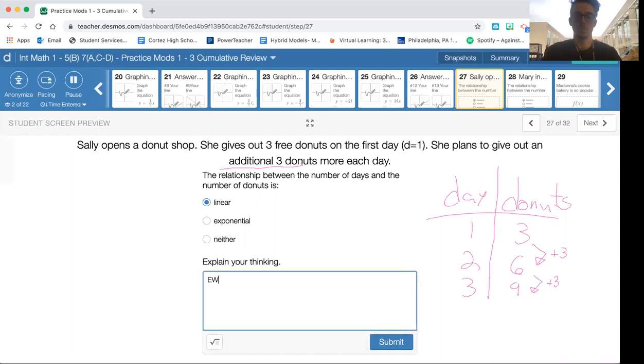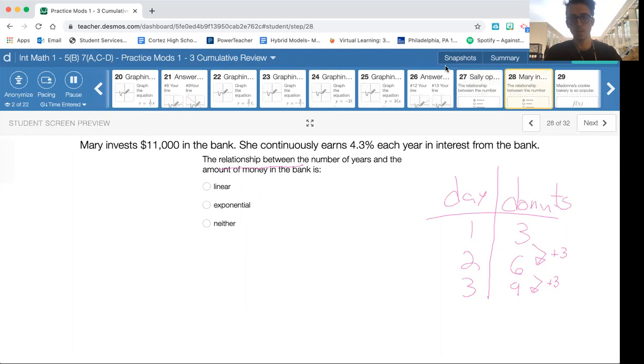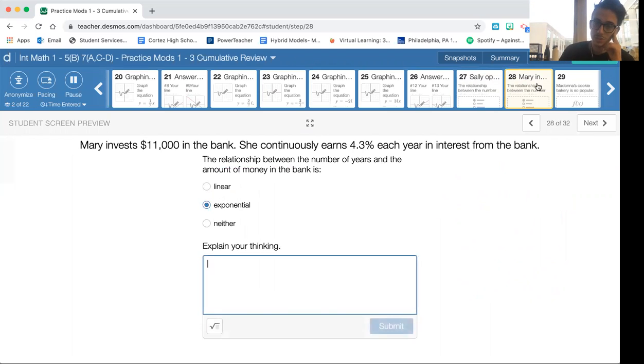So we keep adding 3 donuts to the previous amount. Done. This has a percentage in it, starting with 11,000, earning 4.3% in interest from the bank. This is exponential.